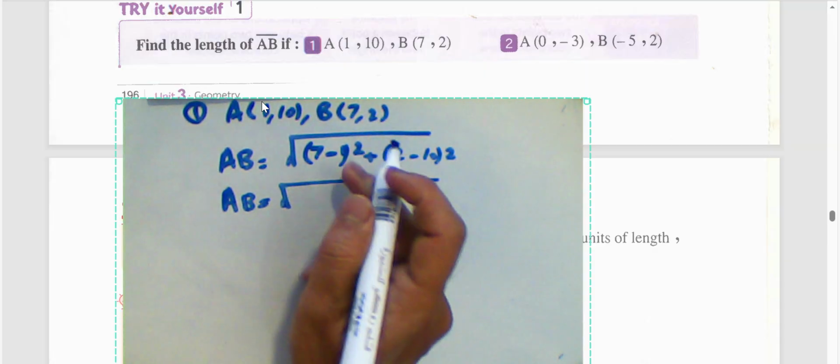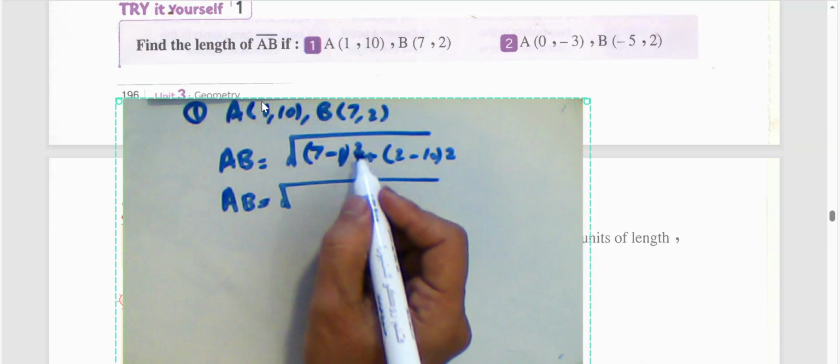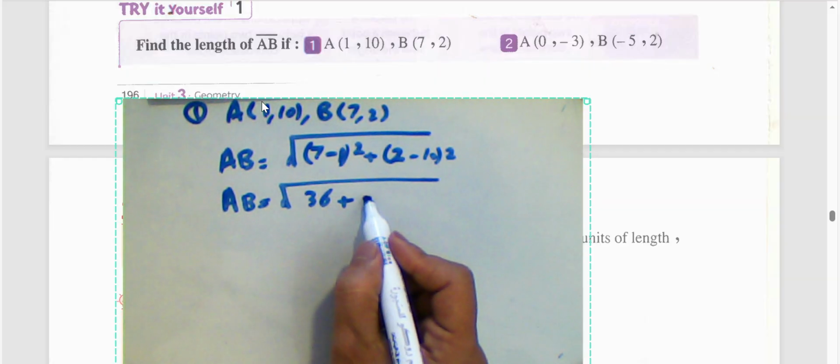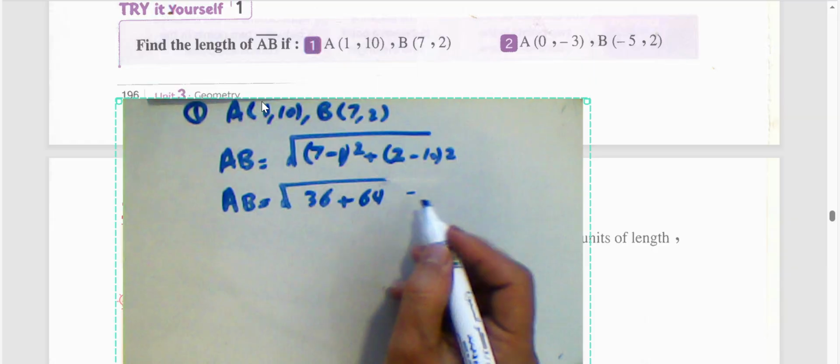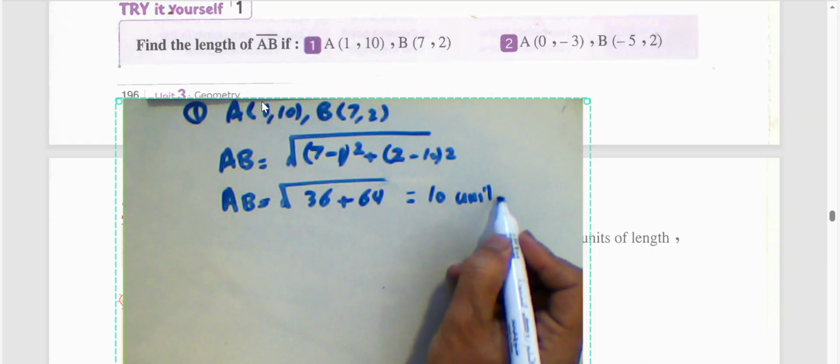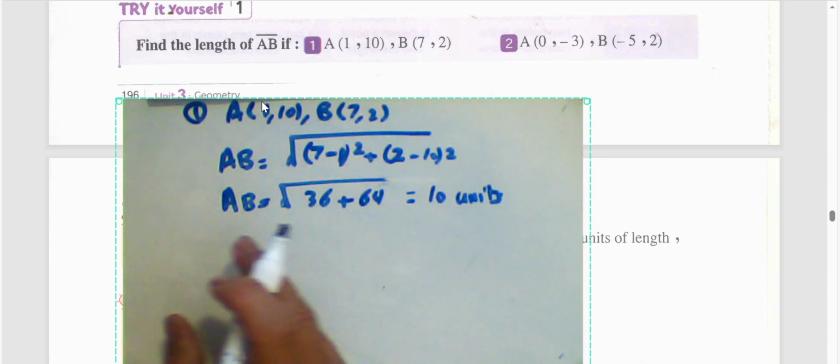7 minus 1 is 6, power 2 is 36. 2 minus 10 will be negative 8. Negative 8 power 2 is 64. Summation and find the square root, it will be 10 units. That's AB.